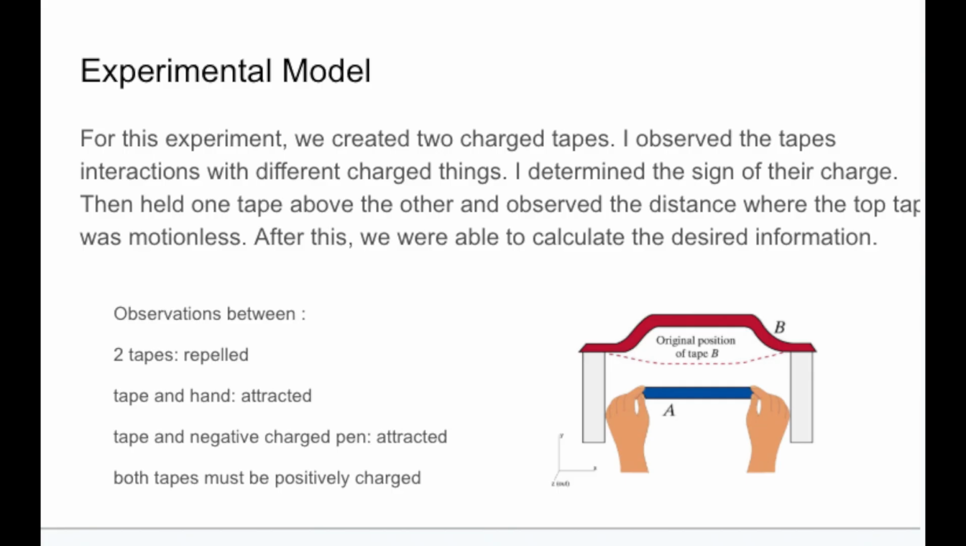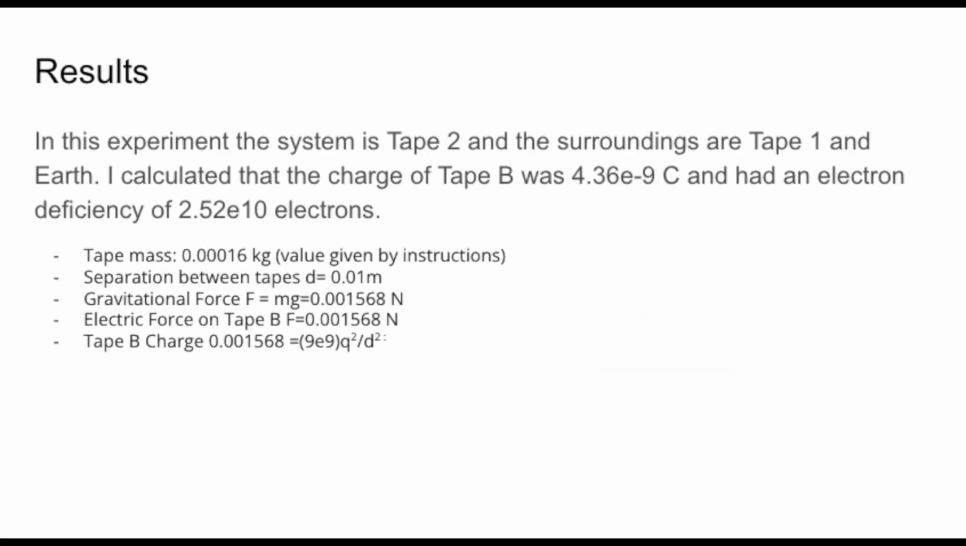For this experiment, we created two charged tapes and observed their interactions with different other charged things. We determined the sign of the charge, then we held one tape above the other and observed the distance where the top tape was motionless. After this, we were able to calculate the desired information. So these were the observations we had between the tapes and other objects.